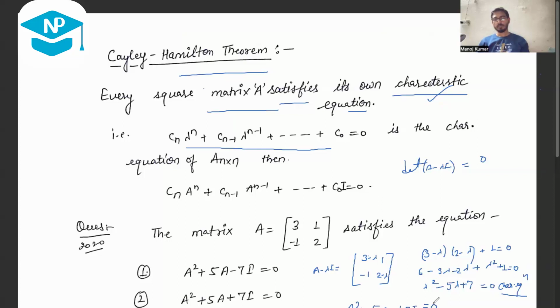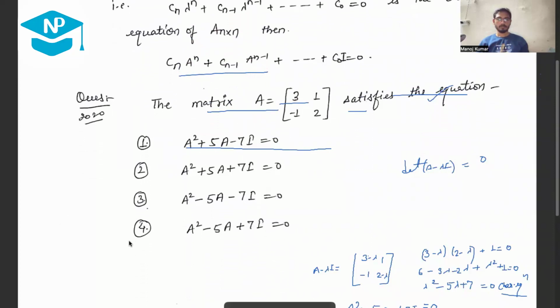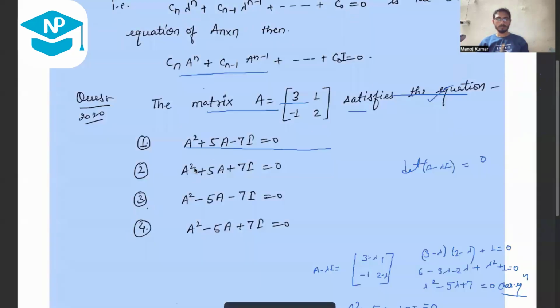In the exam we will do this question by using this theorem. If we use these options, first we calculate A square, then 5A, then minus 7I, and this will take much more time. So here I have used the Cayley-Hamilton theorem, and we can see option 4 is correct. So now come to the next question.